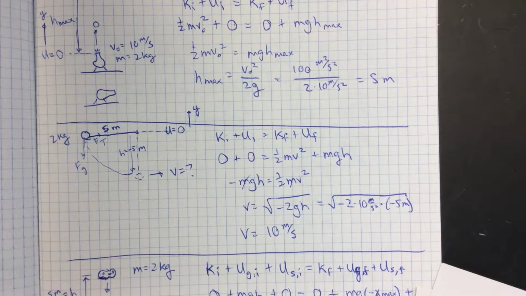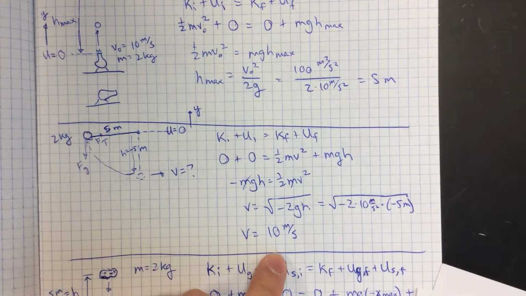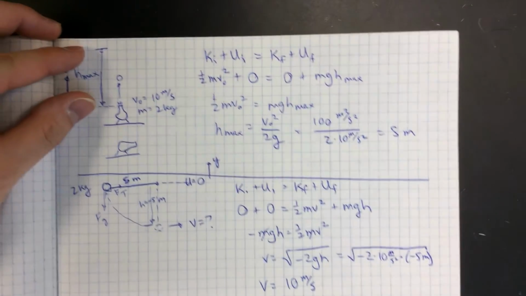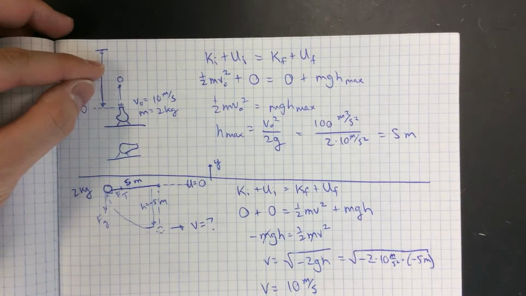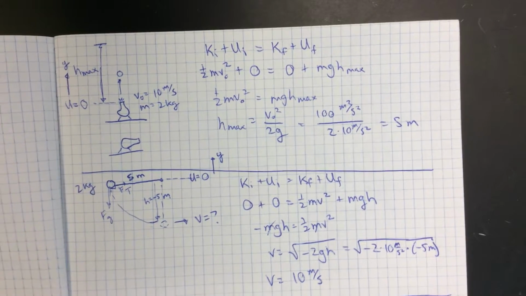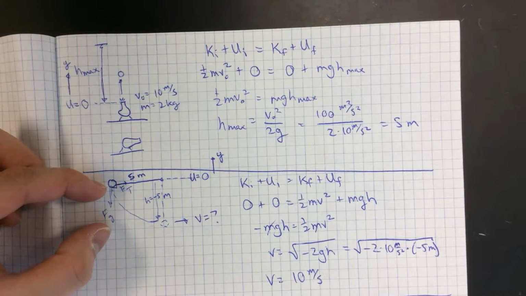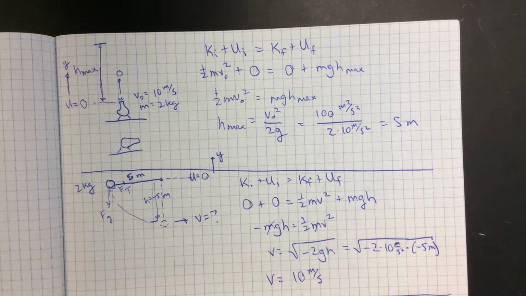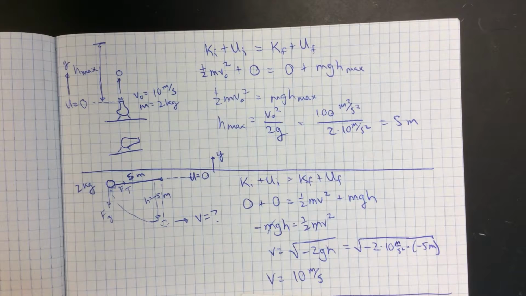So you work it out, you get 10, right? In other words, it's kind of a mirror image of this. Instead of being shot up, it's dropping down. You still have the same amount of potential energy change. It's still changing at height of 5 meters, and so therefore you still get a velocity of 10.